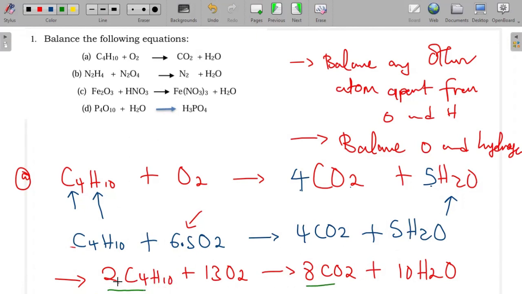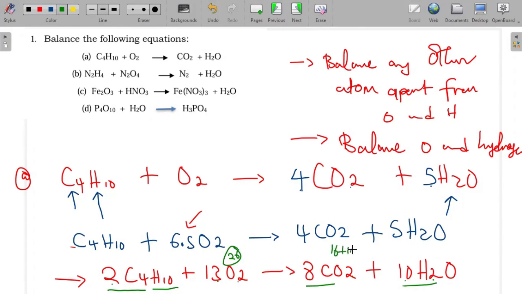We have 2 multiplied by 10 hydrogens, so this is 20 hydrogens. Even here we have 10 multiplied by 2, that will give me 20 hydrogens. And then the oxygens here, I have 13 multiplied by 2, so that will be 26. And then here I have 10 of the oxygens from the water, and then from here I'll get 8 multiplied by 2, that will be 16.